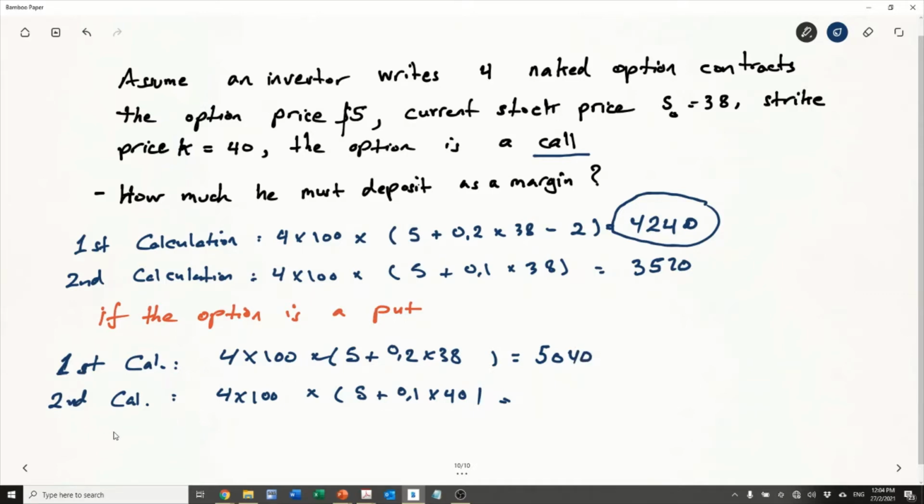For the second calculation, it's going to be 100% of the proceeds of the sale plus 10% of the strike price. So see here, in the stock, if the option was a call, then it's 10% of the stock price. If the option is a put, in the second calculation, it's 10% of the strike price, and will give us 3,600. So what will be the amount the investor will deposit if the option is a put? 5,040.